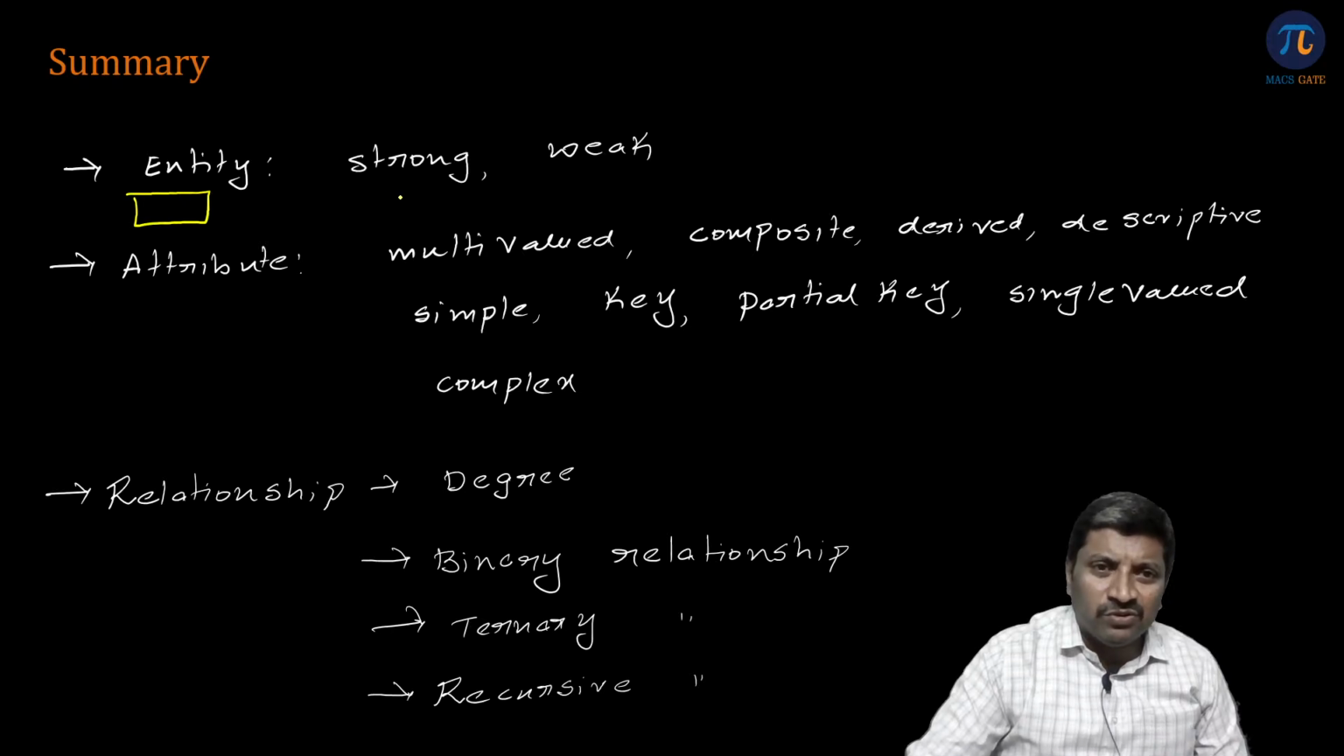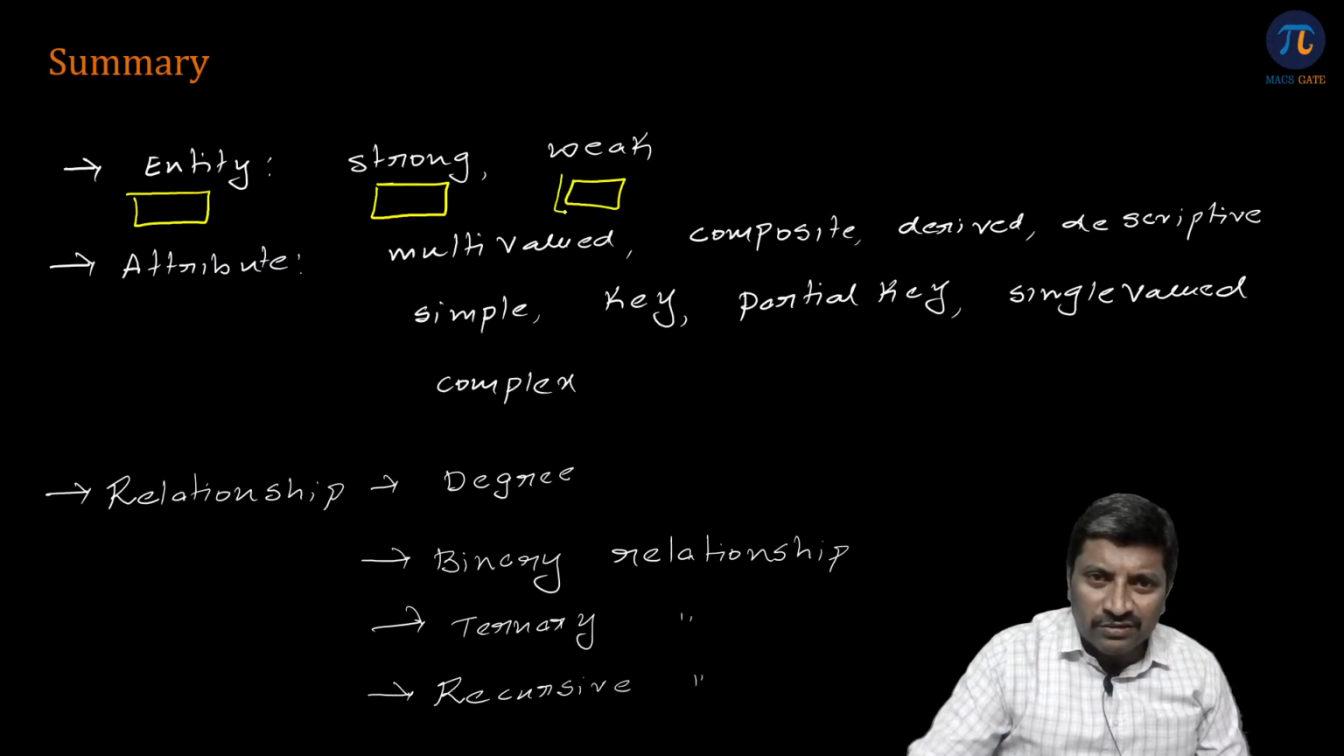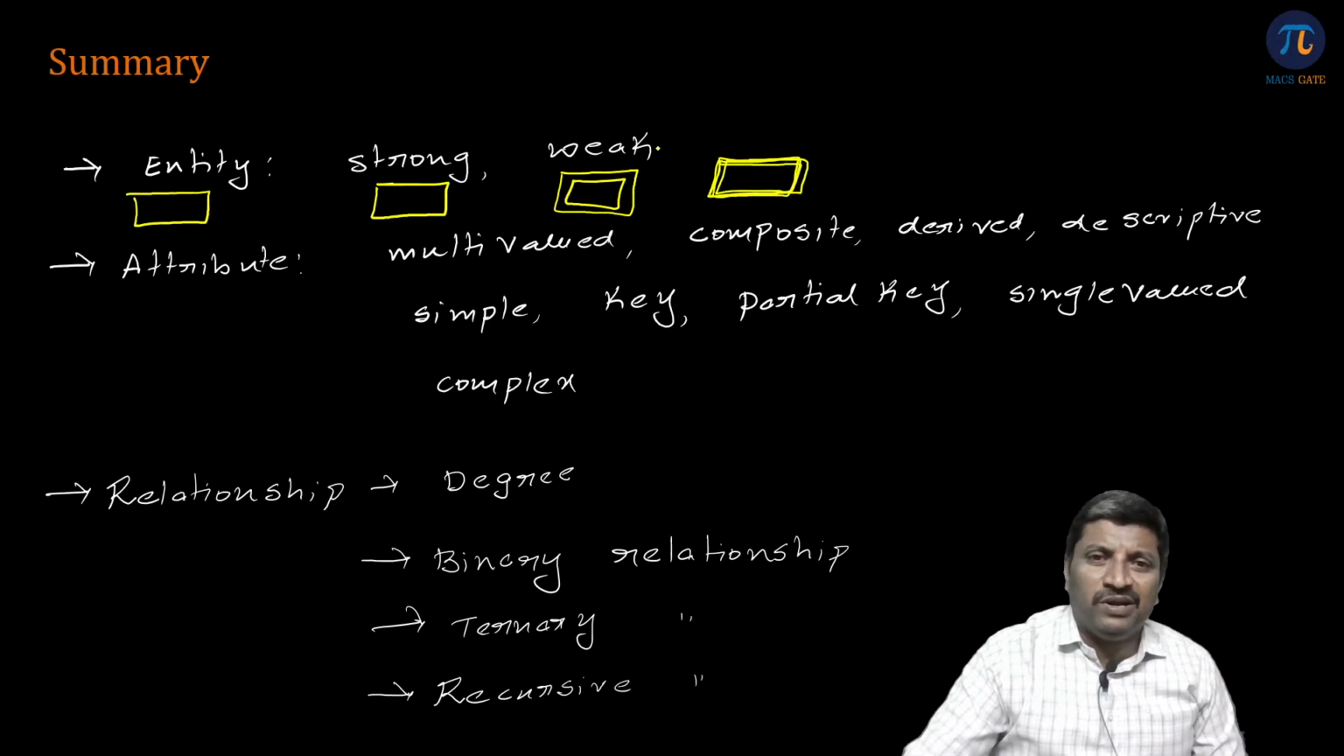Entity. Sir, I forgot to mention this, sir. Strong entity is generally a rectangle, sir. Weak entity, some people will denote it with a double line or bold. This I forgot, sir. Yes. So weak entity, generally either it is a bold line or double line. So this is the representation of these two, sir.